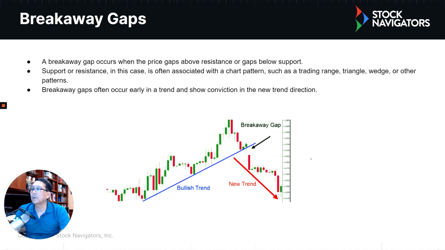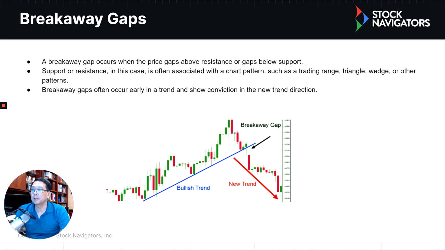All right, the next one that I'm going to show you is the breakaway gap. The breakaway gap occurs when the price gaps above the resistance line or below the support line. Support or resistance in this case is often associated with a chart pattern such as a trading range, a triangle, a wedge, or another pattern. The breakaway gap occurs early in the trend and shows conviction in the new trend direction.